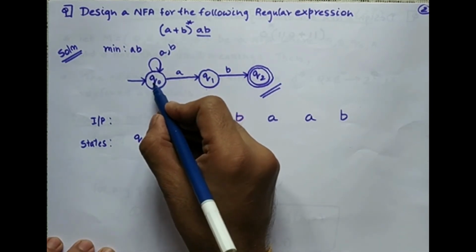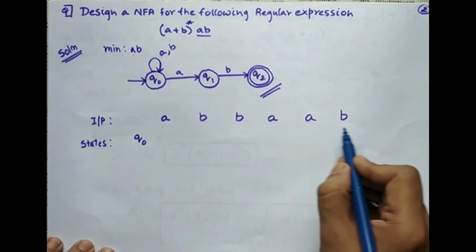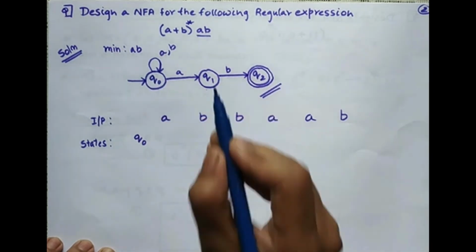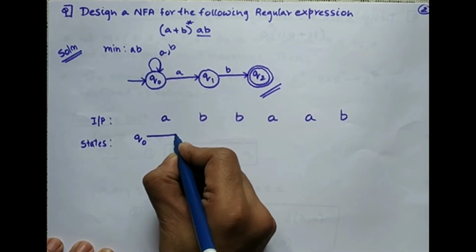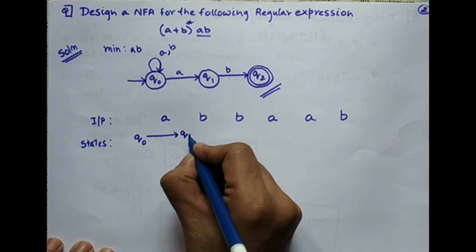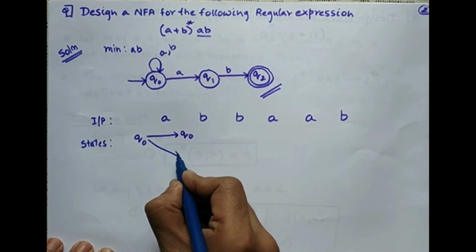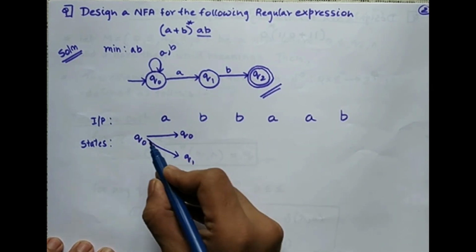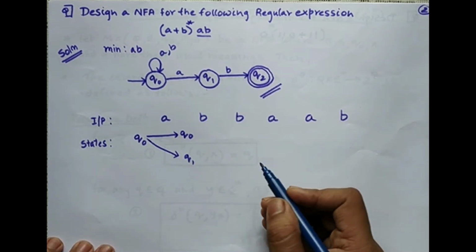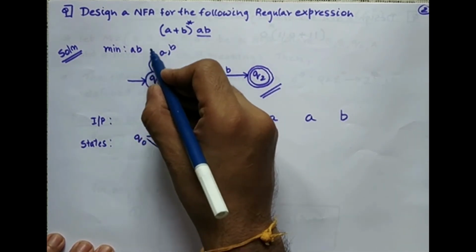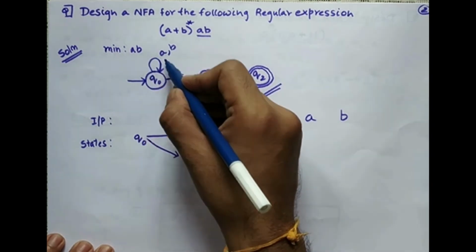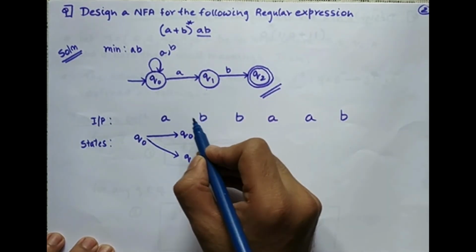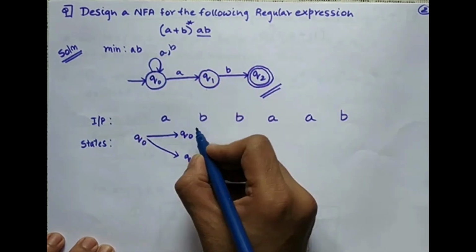Now, from Q0 state, when the first A is read in the input string, from Q0 on reading A, it can go to Q0 as well as to Q1. There are two options. The automata will try out both the options and select the best path. Suppose this loop is selected and you remain in Q0. Then the next element that is encountered is B. So from Q0 on reading B, you still remain in Q0.